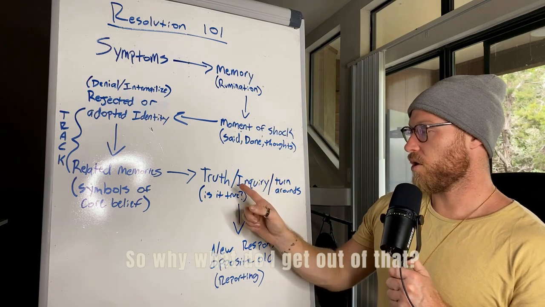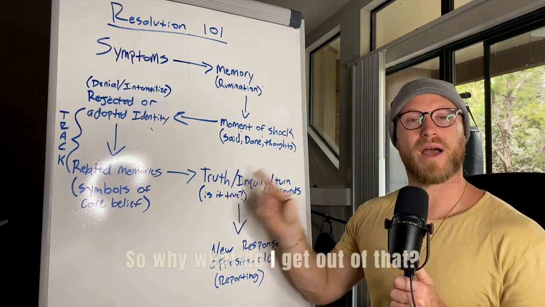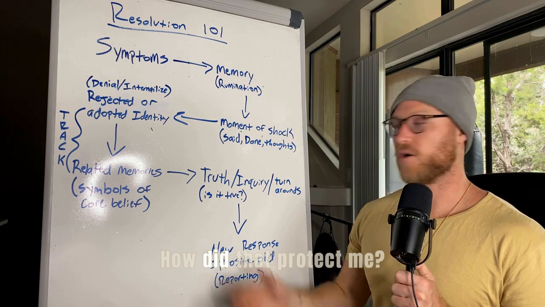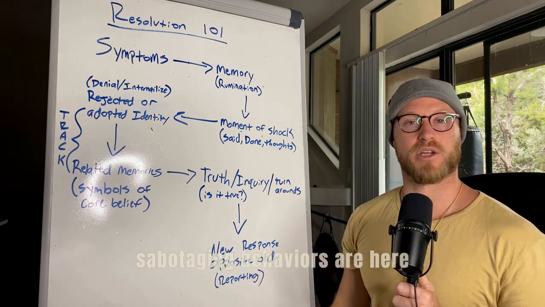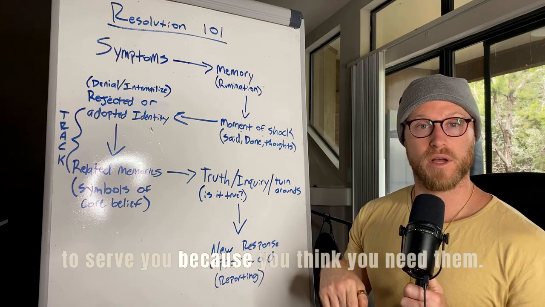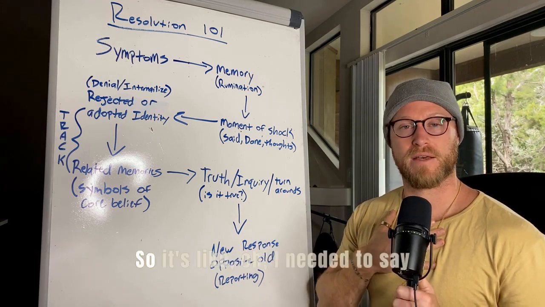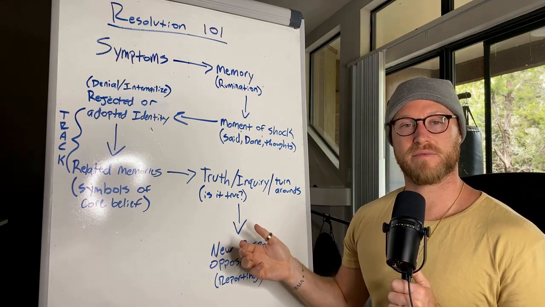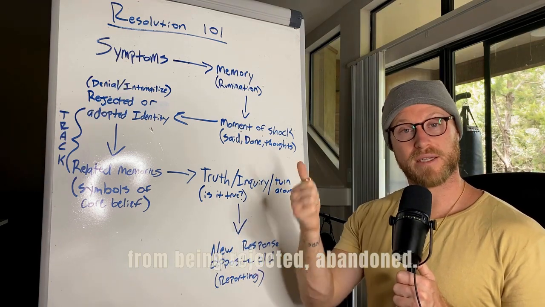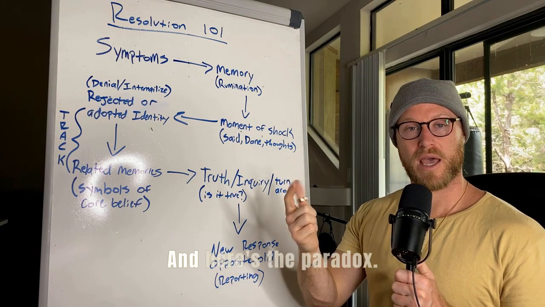So why? What do I get out of that? How did that protect me? Because understand, all negative or self-sabotaging behaviors are here to serve you because you think you need them. So it's like, oh, I needed to say yes when it was a no to protect myself from being rejected, abandoned. And here's the paradox.